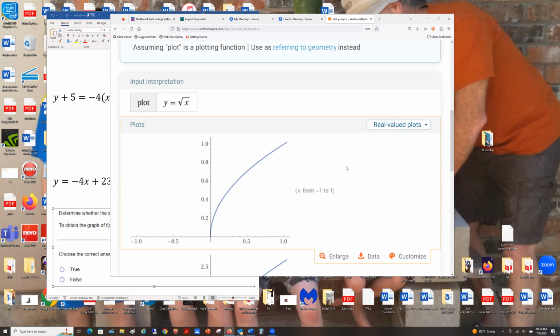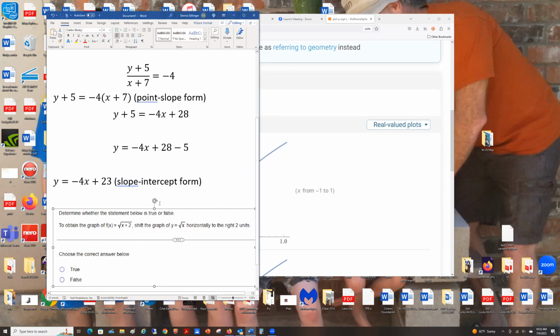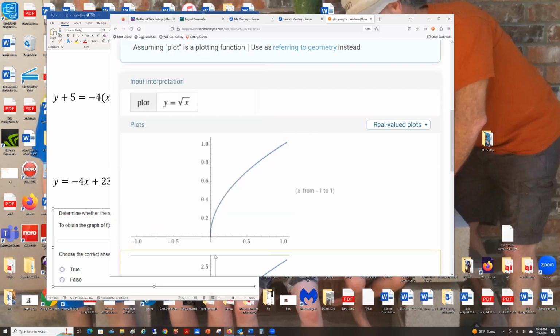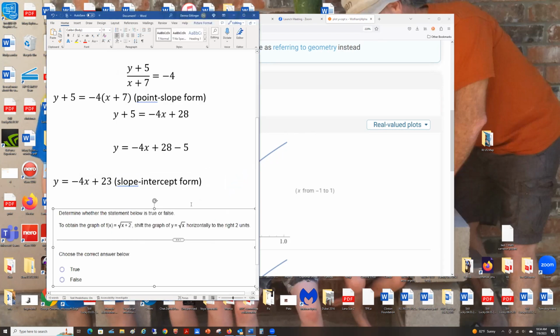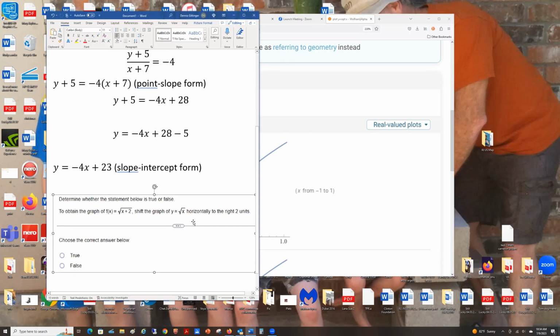Okay. Now, the square root of x, I'm trying to think of a way to say this that's going to make sense to you. And the other one is the square root of x plus 2. So remember I said it's going to look just like this, only it's going to be shifted, but it's not going to be shifted to the right. It's going to be shifted over here to the left. And here's how you can tell. This is a great way to figure this out.